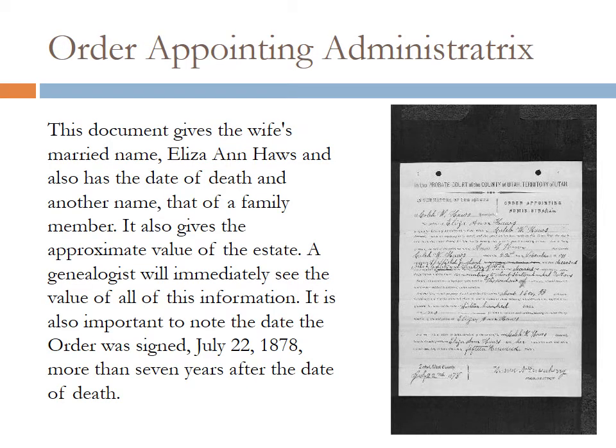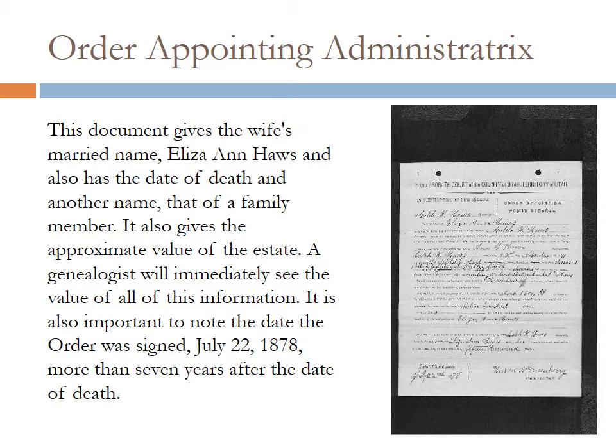The next document is the order appointing the administratrix or the administrator, and this document gives the married name of the wife, Eliza Ann Haws, and the date of death, and a name of a family member. It also gives the approximate value of the estate, and you can see how someone researching this family would find this information very important and useful.